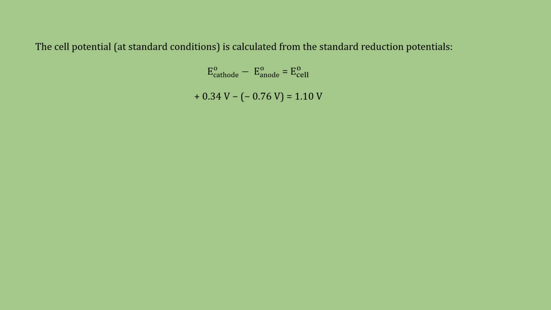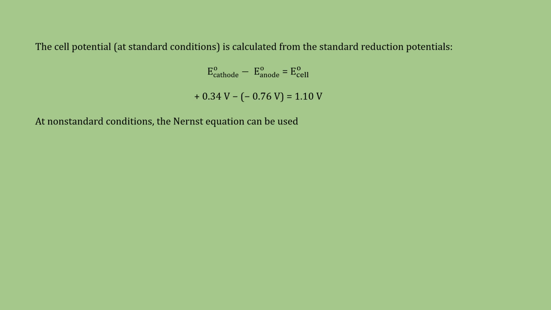Here, the standard reduction potential for copper, my cathode, is a positive 0.34 volts. And I'll subtract from that the standard reduction potential for the anode produced from zinc, a negative 0.76 volts, giving rise to a positive 1.10 volts. This, of course, represents the potential for standard conditions.